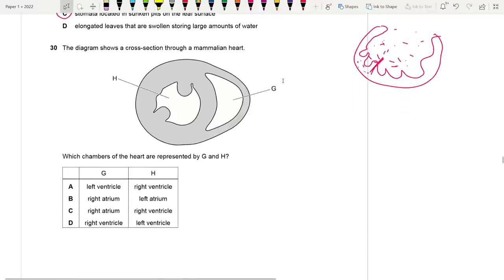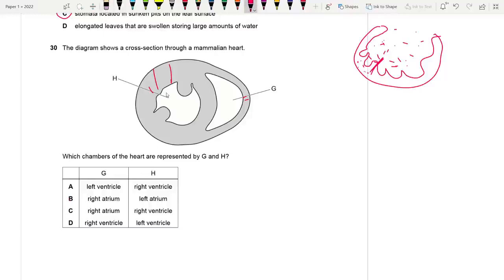30. The diagram shows a cross section through a mammalian heart. Clearly, you can see that the wall is thicker over here compared to here. So H is clearly the ventricular side. Okay, H is clearly the ventricular side. That is why B is wrong. It's the left side, I mean, okay? H is the left side. My bad. H is the left side.